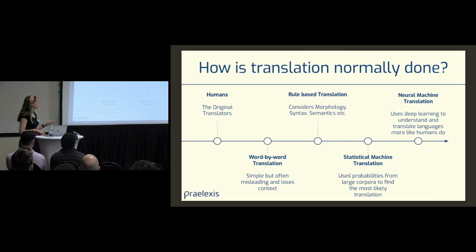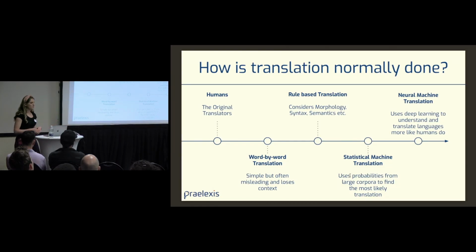So if we just look back in history on how translation was normally done, of course, we started with humans as the original translators. Next, we moved on to our word-by-word translators. These are your normal dictionaries that you have if you just want to look up a simple word. It's effective, but it's often simple and misleading because it loses context of the broader picture or story.